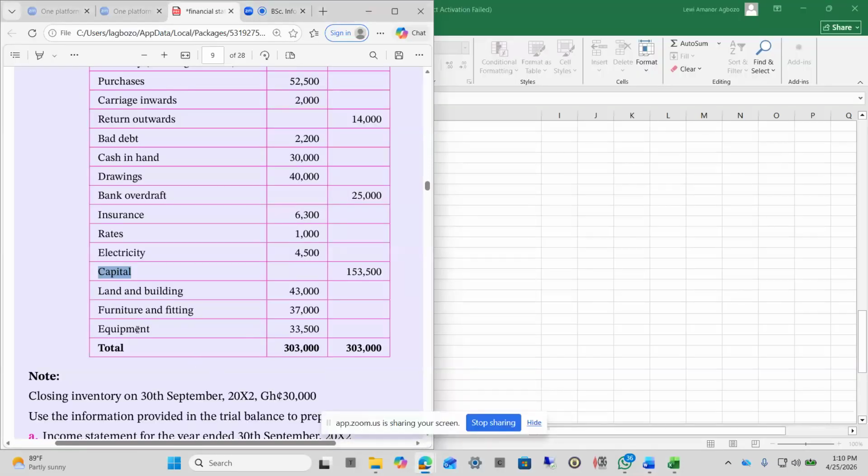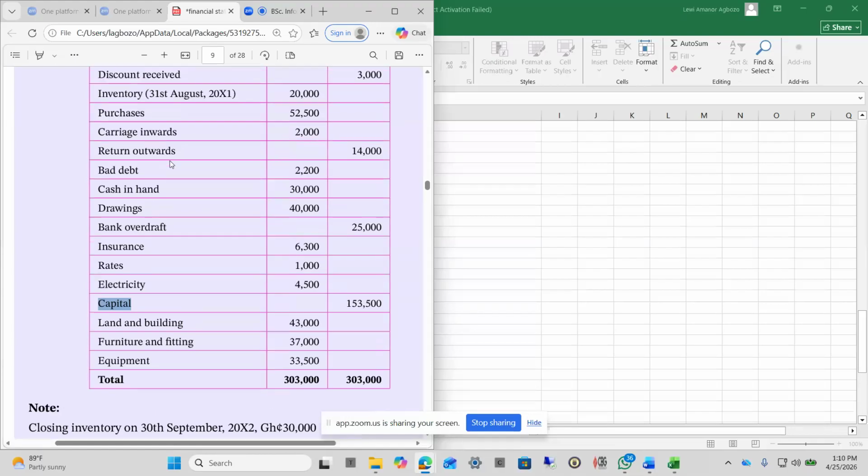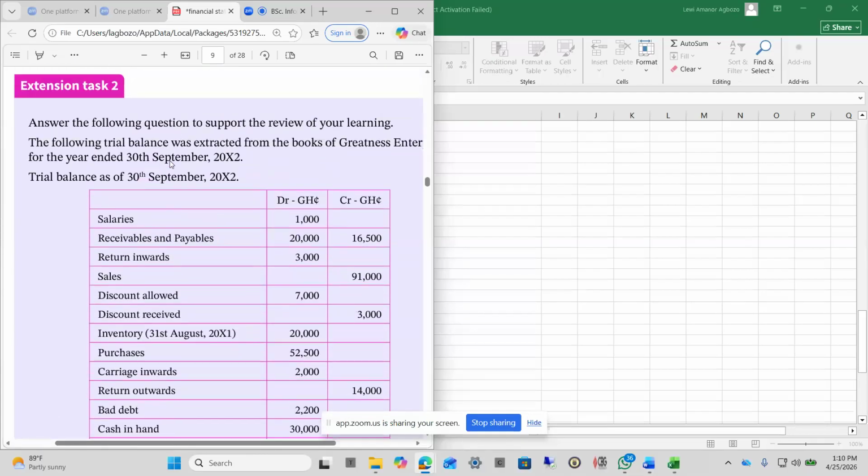This equipment is a fixed asset. Furniture is a fixed asset. Land, fixed asset. Electricity is an expense. Rates, expense. Bank overdraft is what? Current liability. It's a current liability. The drawing is what I just told you what to do. The rest are all what we learned.